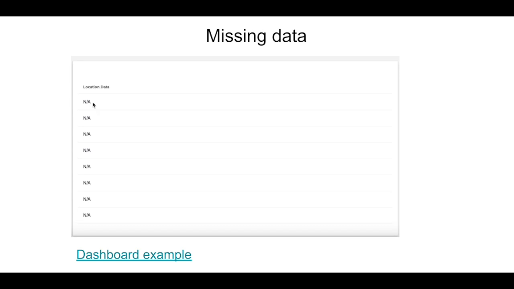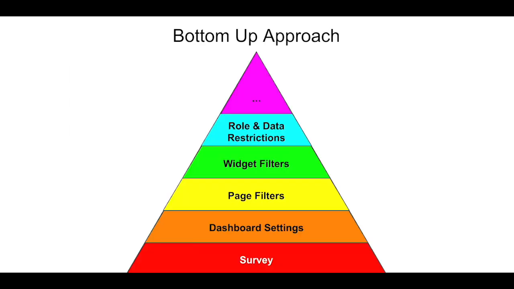It shows up either blank or shows up with these not applicable options where the data for some reason is disconnected from your original source and your dashboard. Now this usually comes about as a result of 5 key components where one or more of them is misconfigured. This could happen on the survey level, at the base level, the dashboard settings with mappings, some page filter errors, some widget filter errors, and then finally some role and data restriction errors.